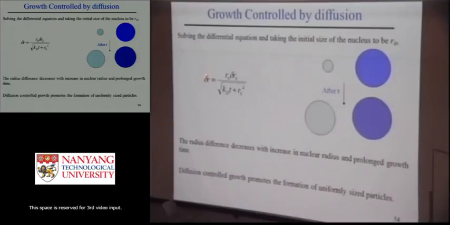If you say delta R, what is delta R? Delta R refers to the difference. Let's say you have two nanoparticles, one is this big, one is the other size. So delta R refers to the difference between the two radii. That is the meaning of delta R. Of course, R refers to the average size of the nanoparticles.